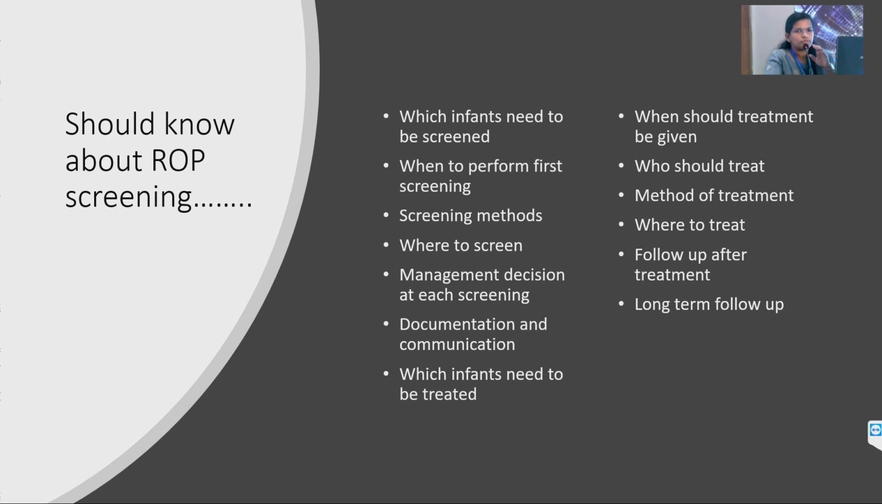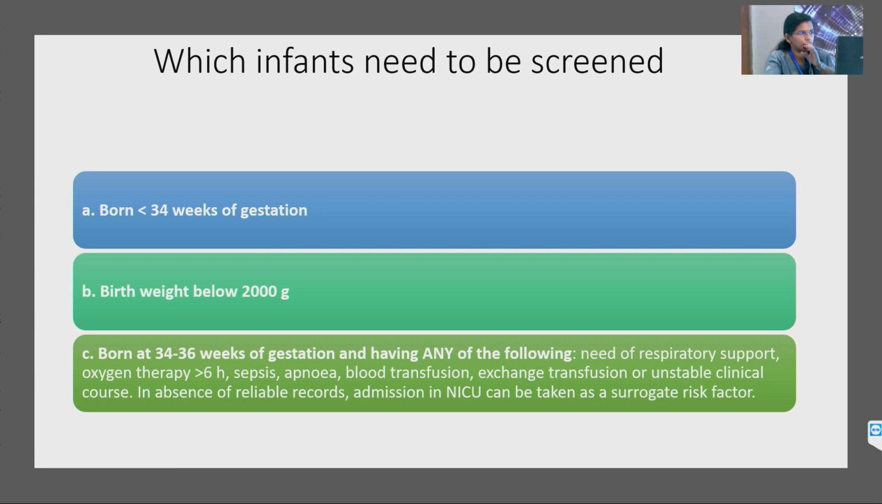When we think about ROP screening, what all things should we know? I'm going into each of these steps: which infants need to be screened, when to perform the first screening, what are the screening methods, where to screen, how the management decision should be made at each screening, and how stringent the documentation and communication should be. It's a very important step. And which infants need to be treated, when the treatment should be done, where to treat, whom to treat, what are the methods of treatment, and how the long-term follow-up should be. These many things we should know properly before starting the screening options.